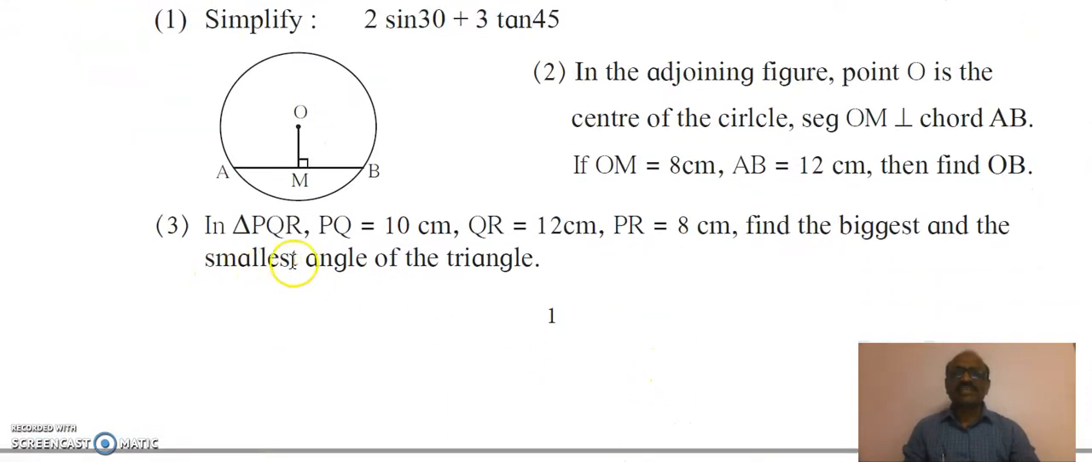Next, in triangle PQR, PQ is equal to 10 centimeter, QR is equal to 12 centimeter, PR is equal to 8 centimeter. Find the biggest and the smallest angle of the triangle. Now this is again very simple. The angle opposite to the greater side is greater, and the angle opposite to the smaller side is smaller. This is a very simple question. We will see the answer of this.